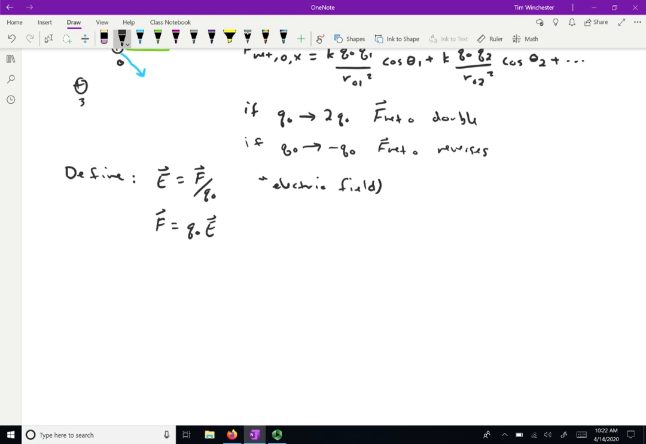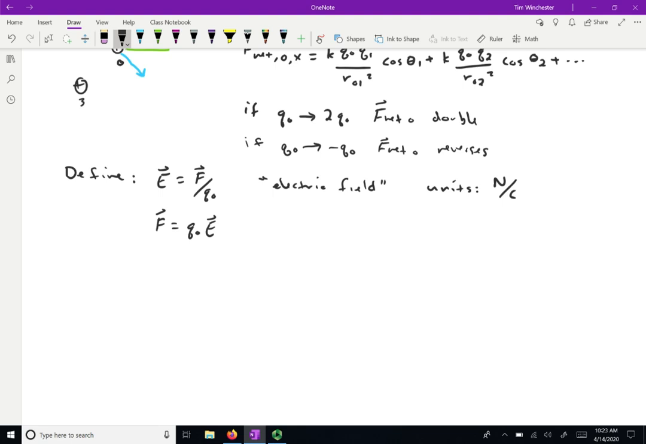And we'll talk a little bit more about how to interpret it as we go. But for now, that's what we need to know. Its units we can figure out from the equation. It's just going to be units of force divided by units of charge, so newtons per coulomb.